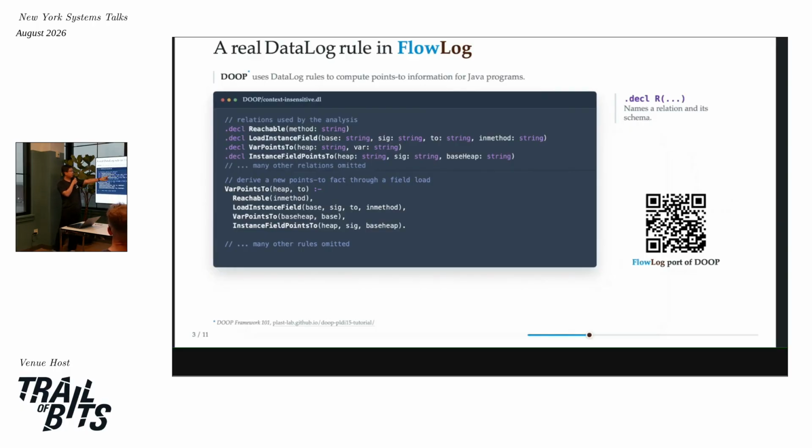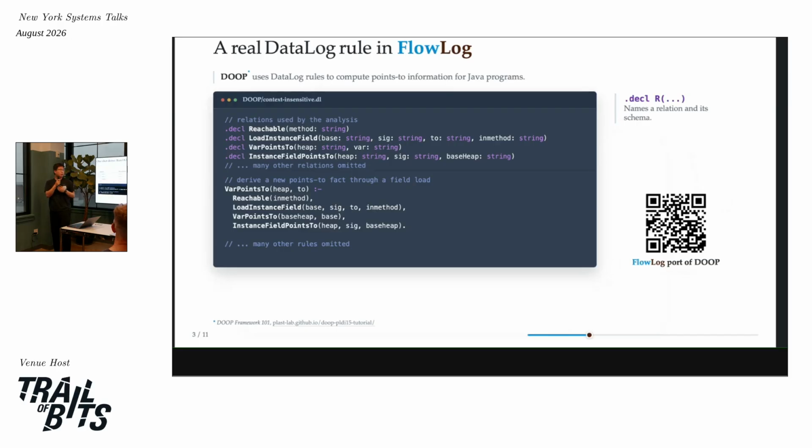Here I added some more declarations about input and output, but you do not need to understand them. They just define how to name a relation and how to define its schema. The full Doop is very large. We implemented Doop using Flowlog, and you can scan the QR code if you are curious.